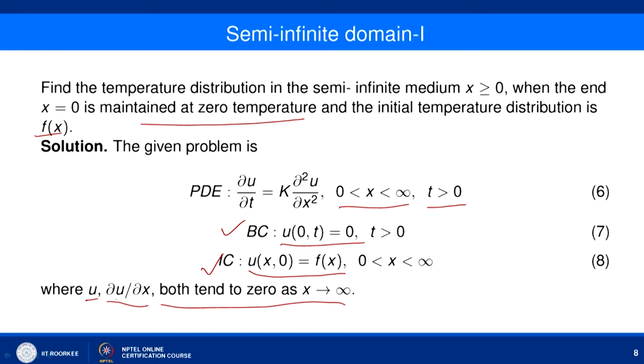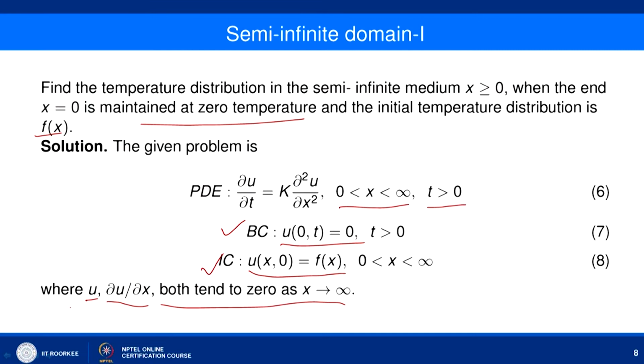Whenever we consider any semi-infinite problem, we always assume this kind of condition, that u and its partial derivatives tend to 0 as |x| tends to infinity. Here, since we are considering only the positive side, as x tends to infinity, u and ∂u/∂x both tend to 0.